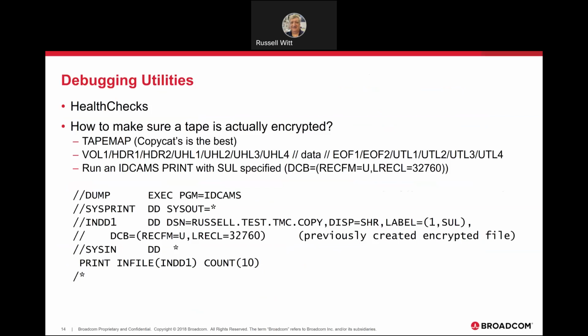Now in this example, I'm printing off the first 10 records of a volume whose file name is russell.test.tmc.copy. And that data that's going to be printed off is going to be the compressed and encrypted data that's on the tape, because that tape was created with tape encryption.